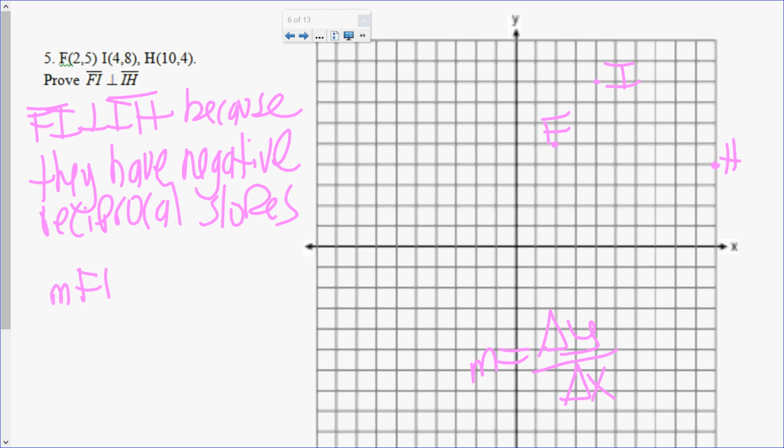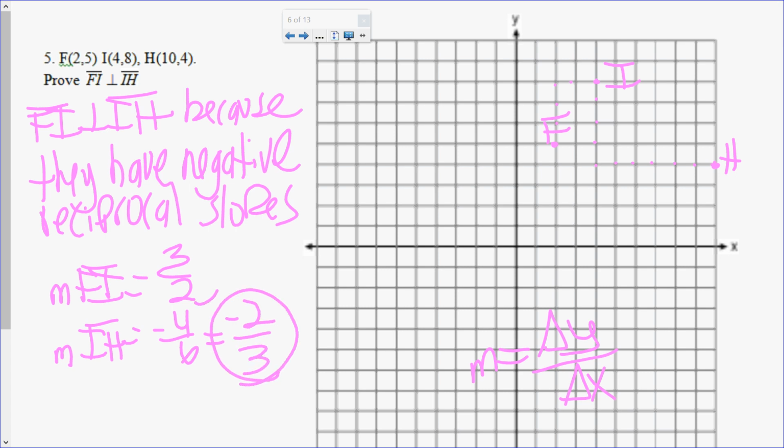Let's find the slope of FI. Up 3 over 2. IH: down 1, 2, 3, 4, over 1, 2, 3, 4, 5, 6. Negative 4 over 6 reduces to negative 2 over 3. Did I show that they're negative reciprocals of each other? Yes. If I flip and negate one of them, I end up with the other. I'm done.